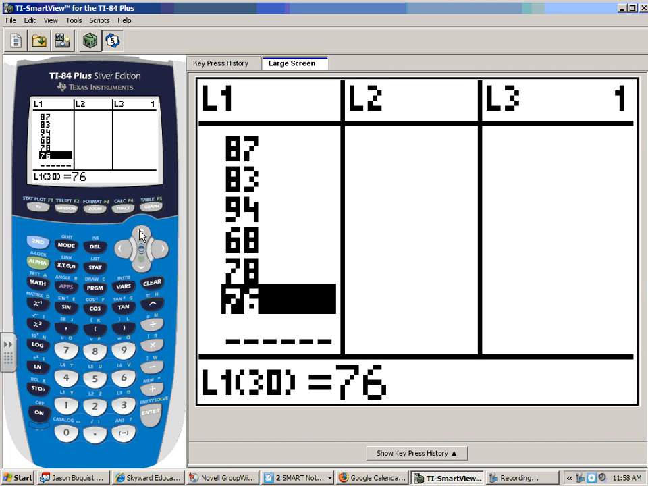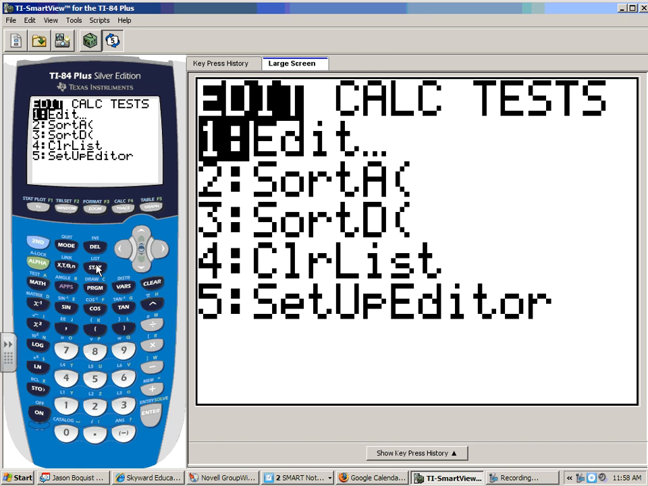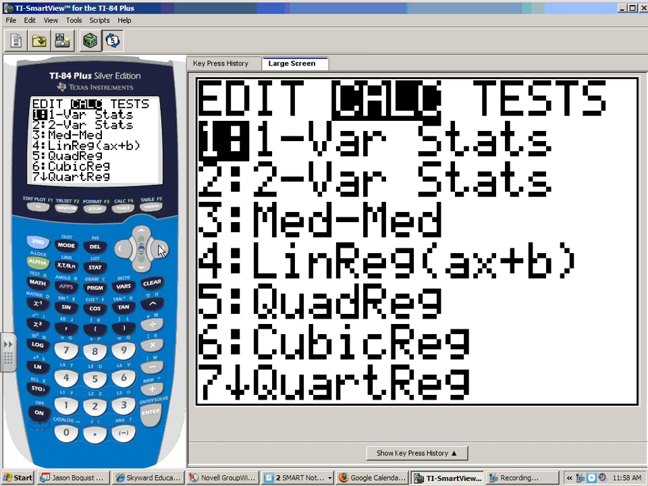Okay, that still has... So whoever suggested that was a horrible idea, because that doesn't tell me the mean. It just tells me that that cell is 76. Well, now what? Yes. Oh, hit stat again? Okay. Oh, so go over to calculate. Okay.